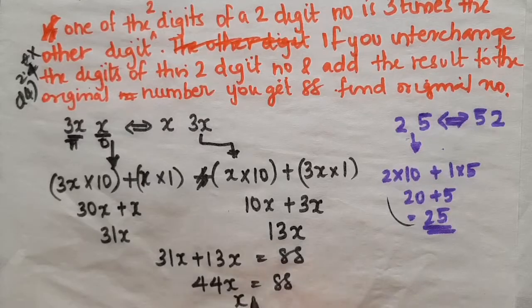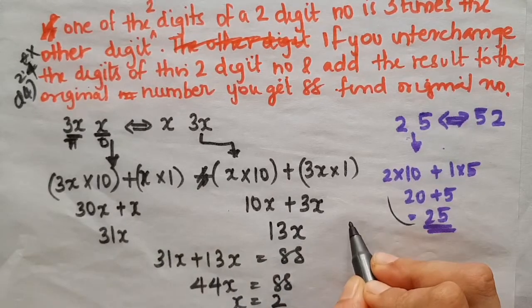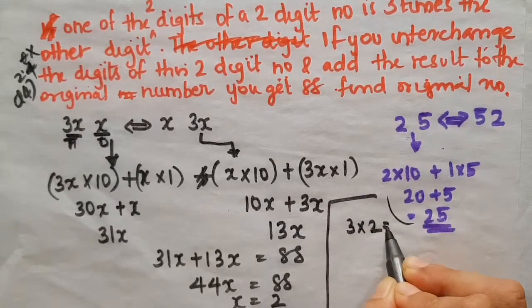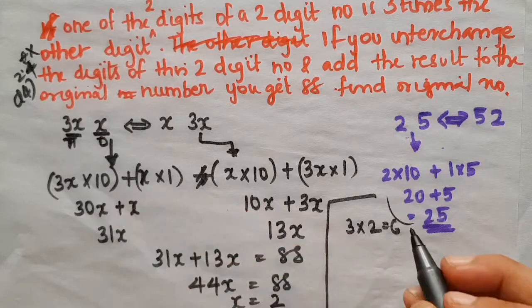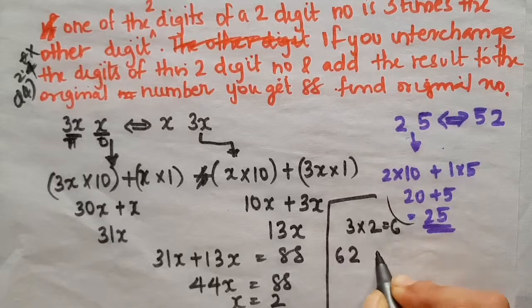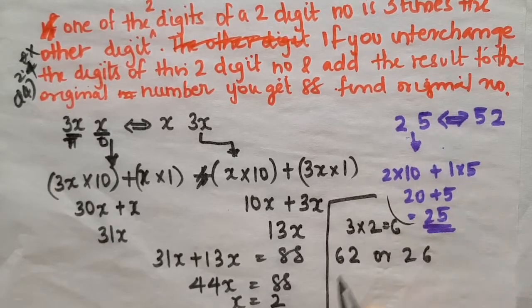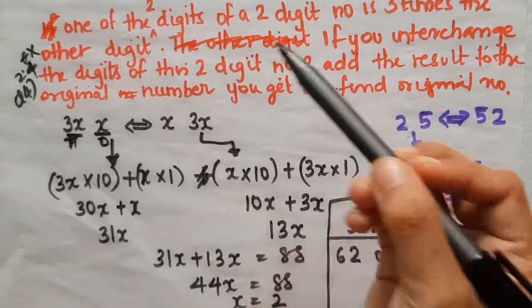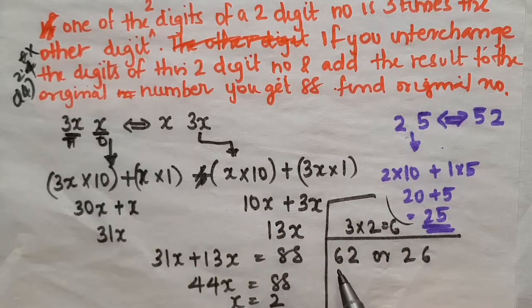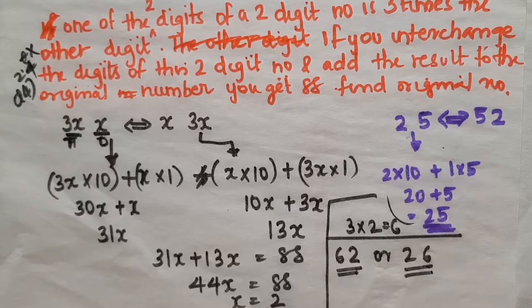So x is equal to 88 by 44, that is 2. The other digit will be 3 times x, that is 3 times 2, that is equal to 6. So the original number can be either 62 or 26. We don't know which is the original number because we have assumed the ones digit and the tens digit. So it can be either 62 or 26.